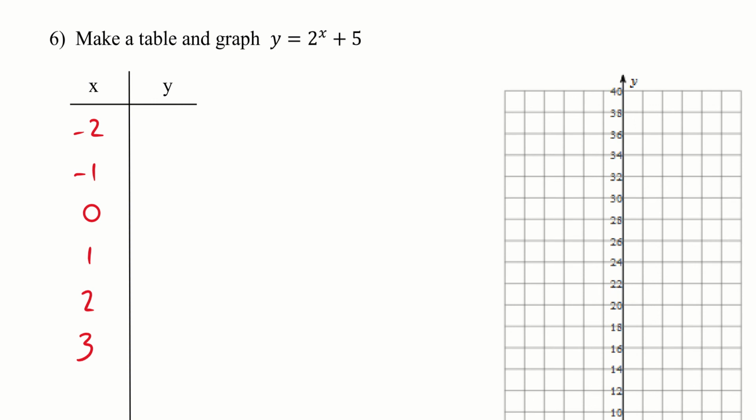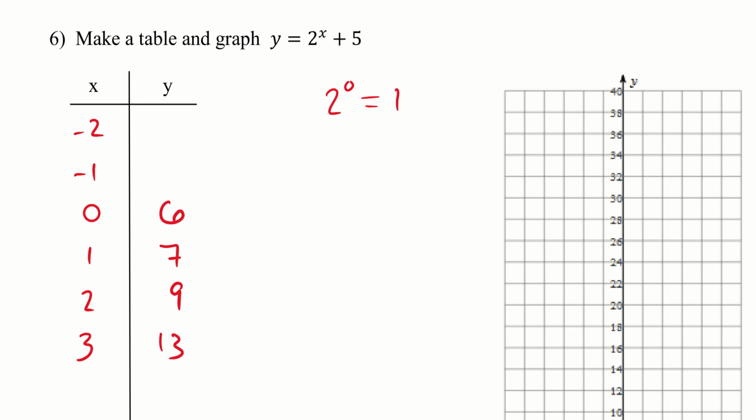No. That's completely wrong. 2 to the 0 power equals 1, Mr. Roberts. So when I plug in x is 0, it gives me 1. 1 plus 5 is 6. 2 to the first is 2, and 2 plus 5 is 7. 2 squared is 4. 4 plus 5 is 9. 2 to the third is 8, and 8 plus 5 is the number 13.